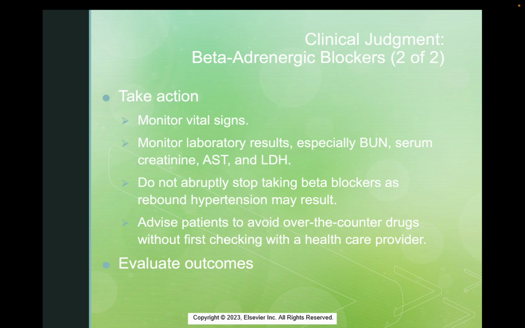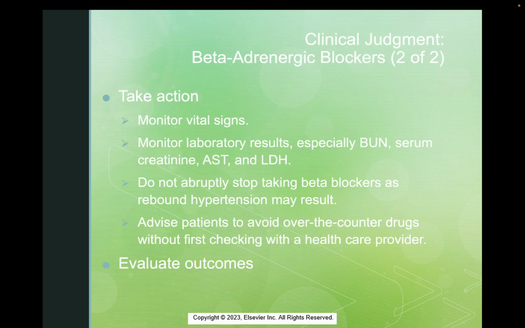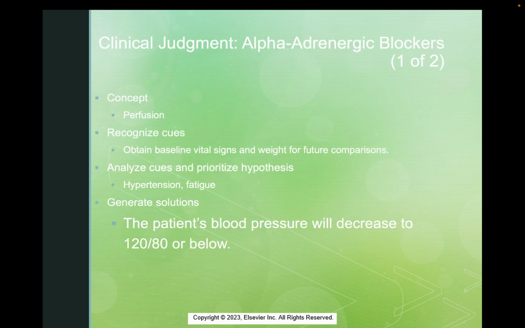We also don't want to abruptly stop any of these medications, and we always want to have a clear background of what they're taking as far as over-the-counter medications, because some things can interact with some of these blood pressure medications. Similarly, alpha adrenergic blockers are, for the most part, very similar with clinical judgment and our nursing process when we talk about beta blockers and alpha blockers.